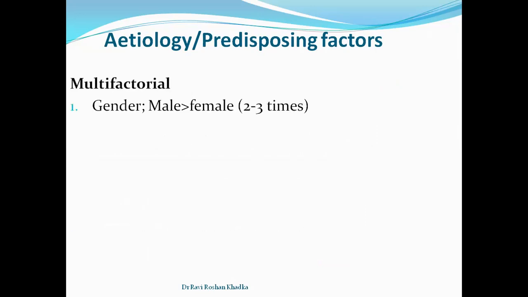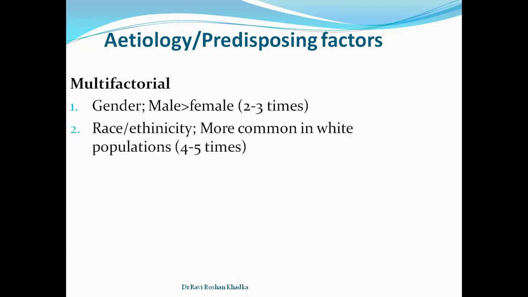Males have a higher chance of getting stone disease than females, about 2 to 3 times higher. But nowadays, the increased male incidence is narrowing, that is, females are also having more stone disease. If you see race and ethnicity, it is more common in the white population, 4 to 5 times, followed by Hispanic and Asian Africans.